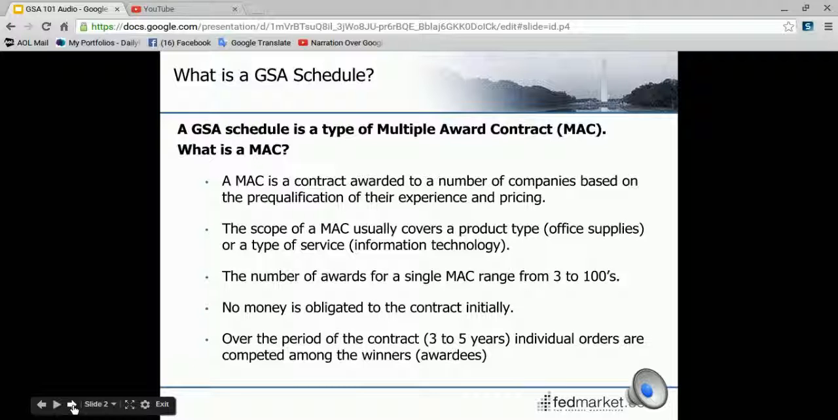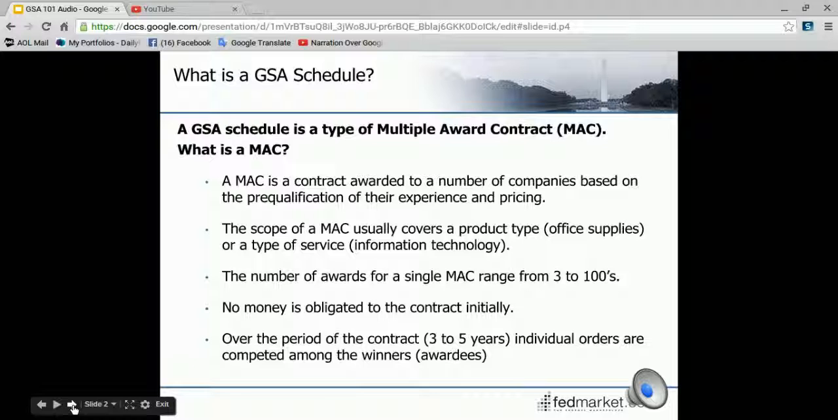A GSA schedule is a type of multiple award contract, or MAC for short. A MAC is a contract awarded to a number of companies based on the pre-qualification of their experience in pricing. The scope of a MAC usually covers a product type or a type of service. The number of awards for a single MAC range from 3 to the hundreds.